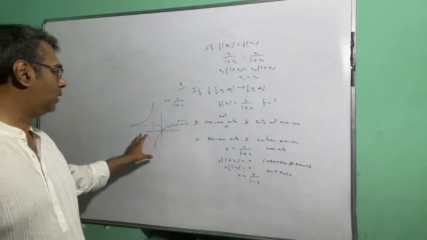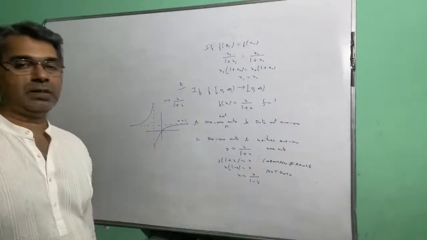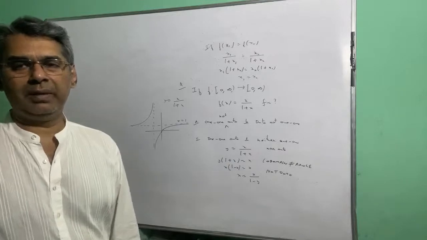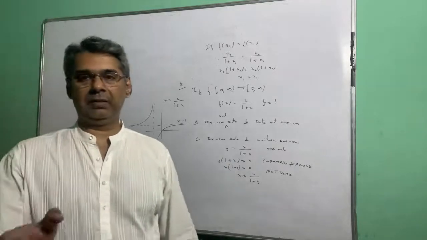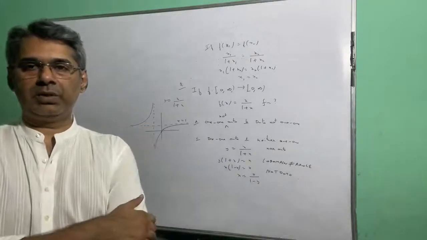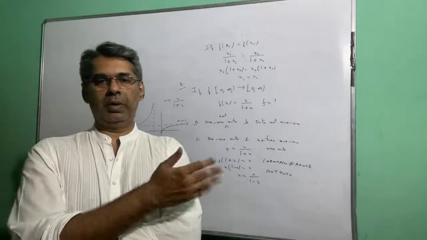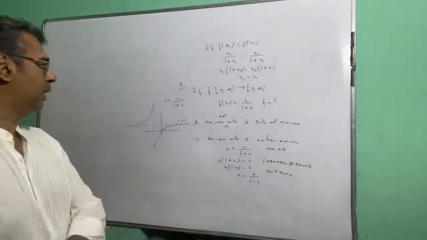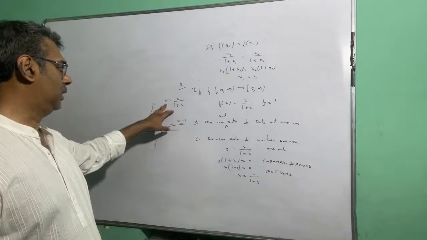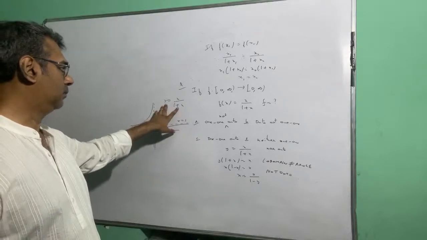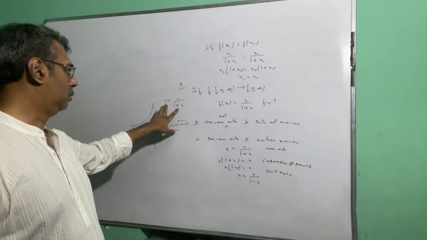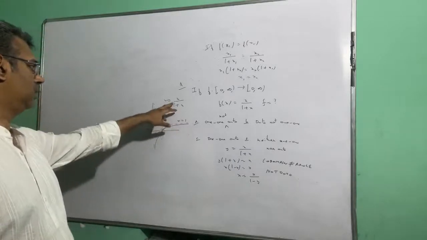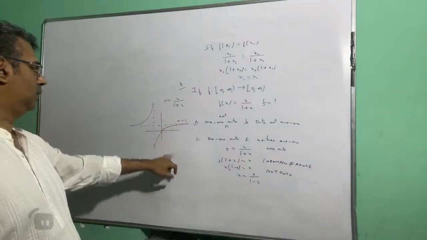Now, how did I draw the graph? There's this concept called asymptote. Normally when you are asked to draw a graph, by instinct the first thing you do is put x equal to 0, see how much is y. You put y equal to 0, see how much is x. If you put y equal to 0, then x is 0, so it's passing through the origin.